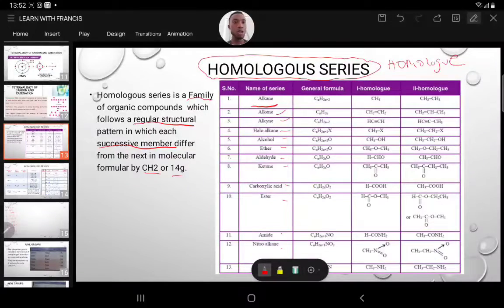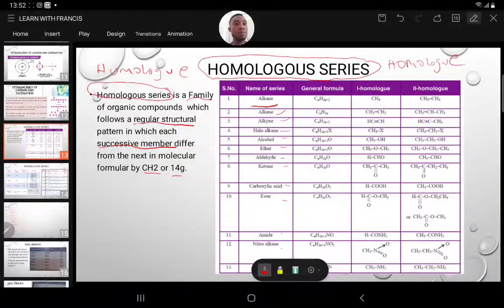Okay, so we've gotten an overview of what homologous series is. It's simply grouping all the organic compounds into families. Some examiners call it homolog.